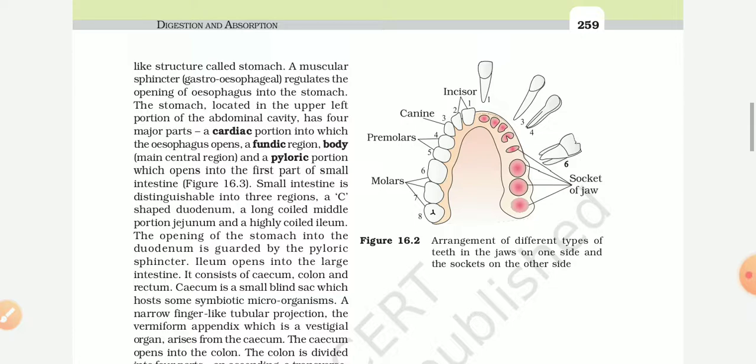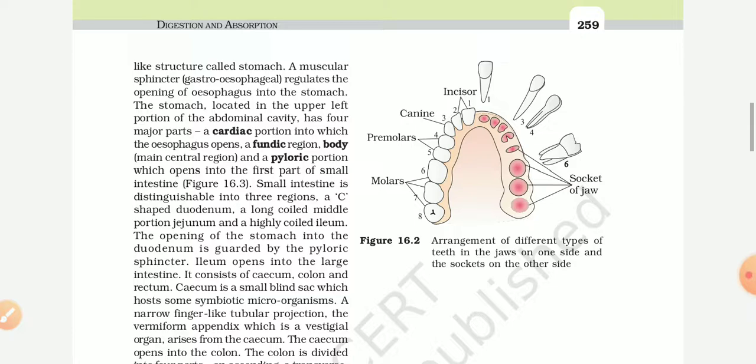So the stomach leads to the small intestine. The small intestine is again divided into three portions. The first is called a C-shaped duodenum. It leads to a long coiled middle portion called jejunum, and then this jejunum leads to a highly coiled portion called ileum. The opening of the stomach into the duodenum is guarded by the pyloric sphincter. Then the ileum, the last portion of the small intestine, leads to the large intestine.